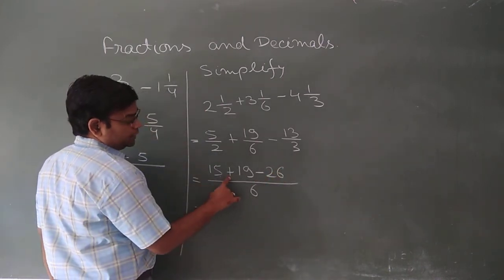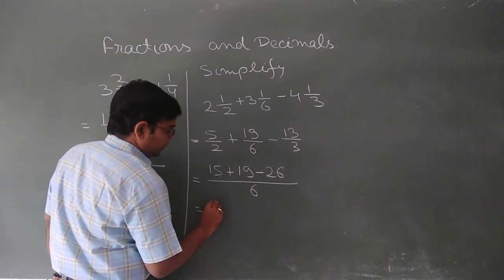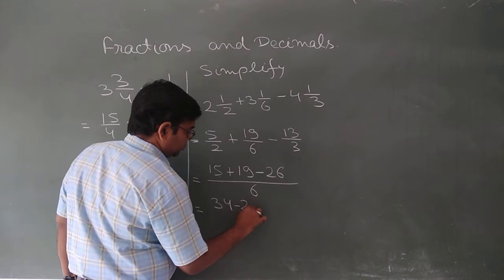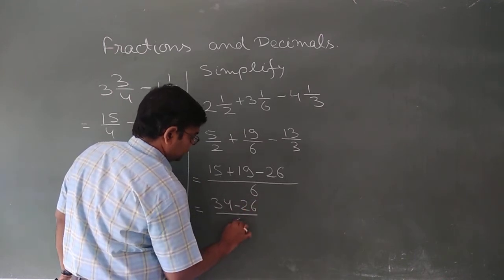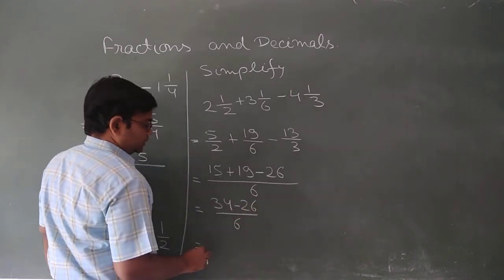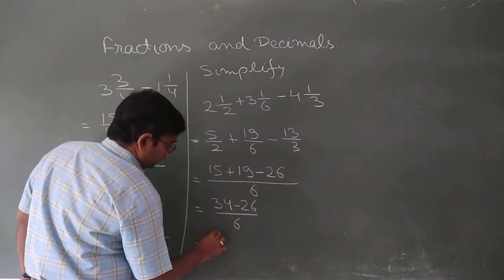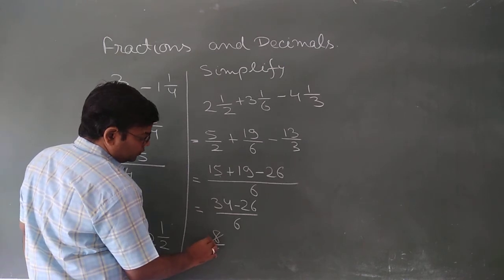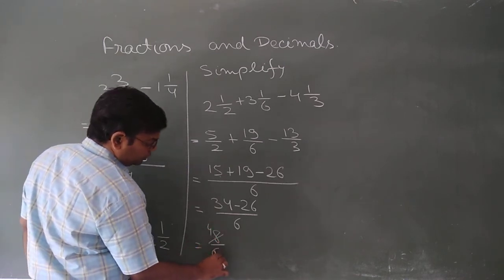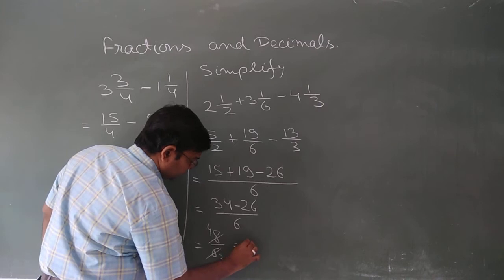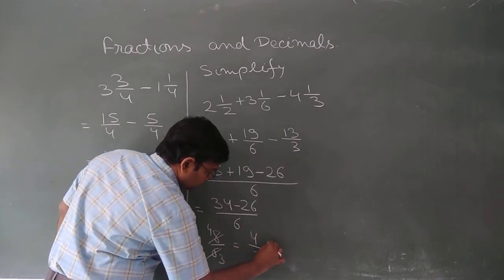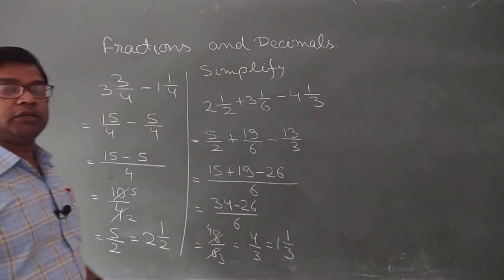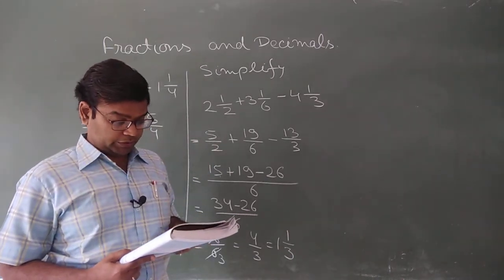Now, in between these two there is an addition sign. We must add them. It's 34 minus 26 upon 6. It's 8 upon 6. Here again 2 is a common factor. 2 4s are 8, 2 3s are 6. So we can write 4 upon 3, or it's 1 whole 1 upon 3. So I hope this one is clear to you. Likewise we have to simplify.